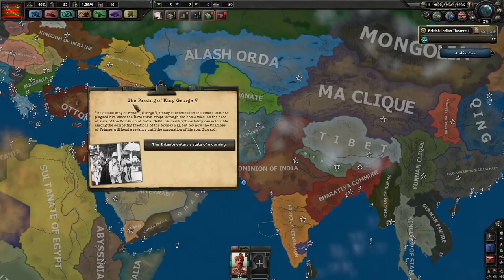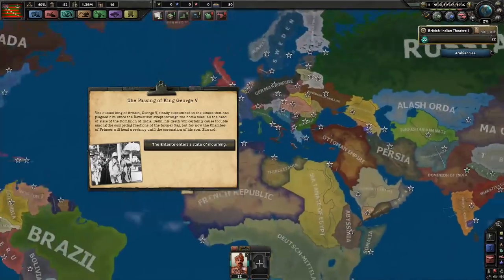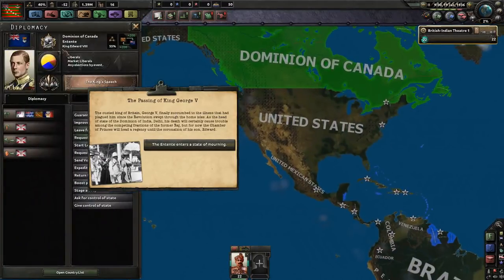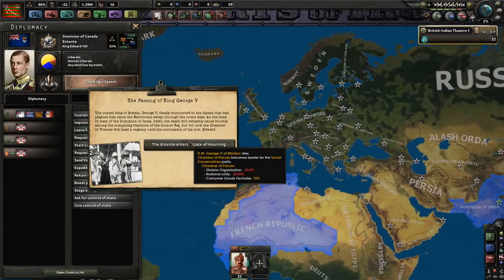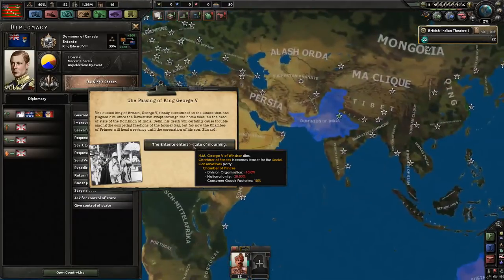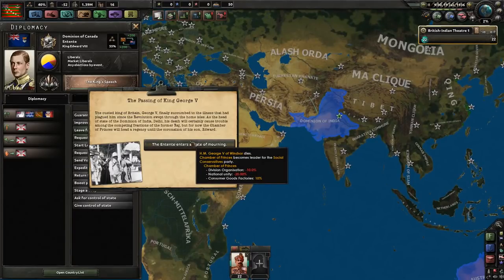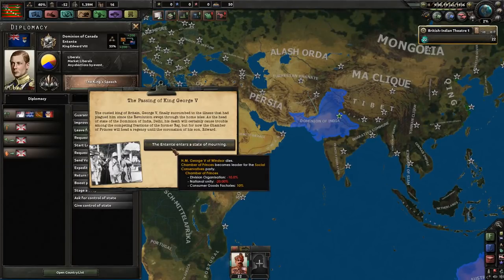So, passing of King George V. The king is dead, long live the king, and now Edward is in charge. Everybody goes into a state of mourning. Now, some of these events that I'm showing you are new as of 0.5, so even if you're somebody who's played Dominion of India before, some of this might be new to you, as I've said.